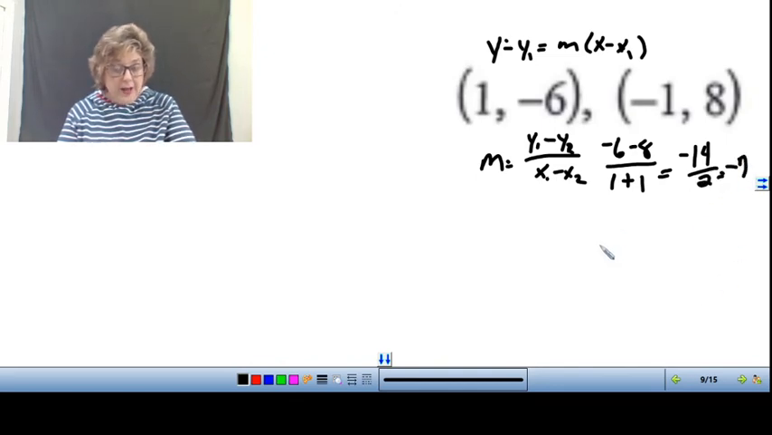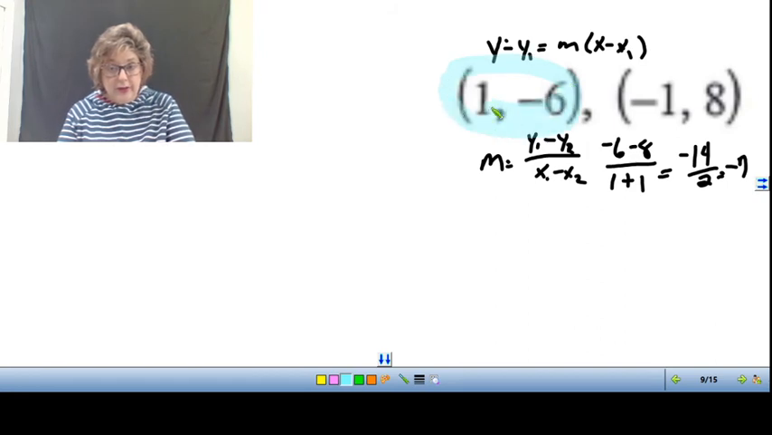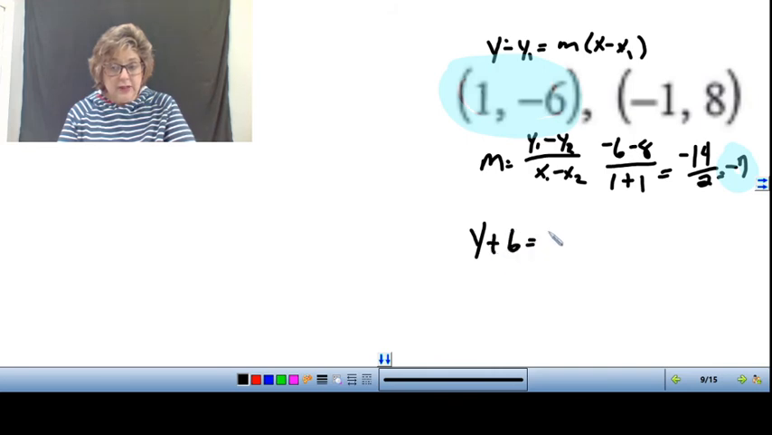Well, that looks bad, but that's okay. That's my slope. That's awful big, but it's still slope. Now I have my slope, and now I need a point. Does it matter which point? No. I'm going to pick this point. I'm going to use this slope, and now that's going to be the equation of my line. So y minus a negative 6 equals negative 7 times x minus 1. Plug it into my equation.